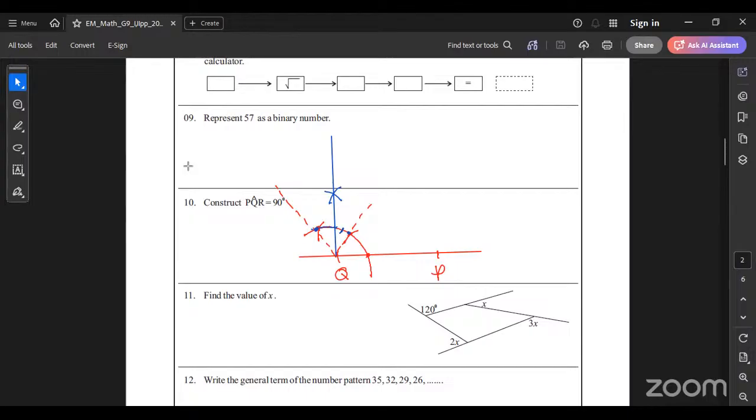Yes, sir. Okay. Find the value of x. Tell me the sum of the exterior angles of any quadrilateral, any polygon. What is it? 360.